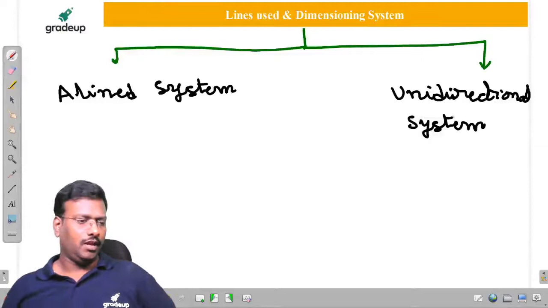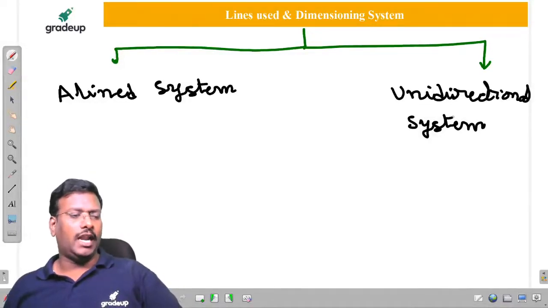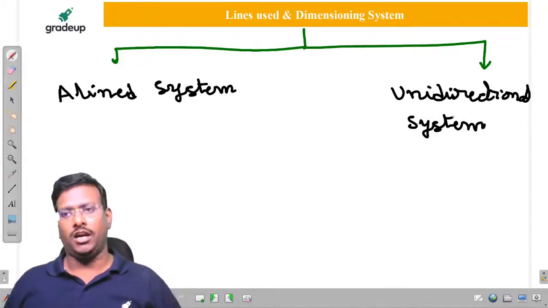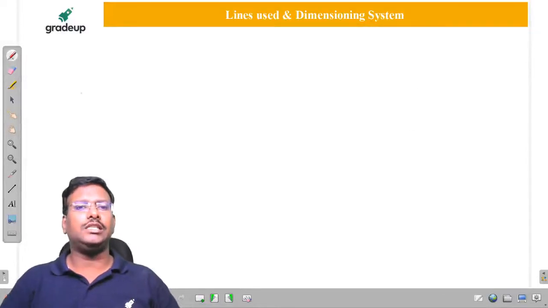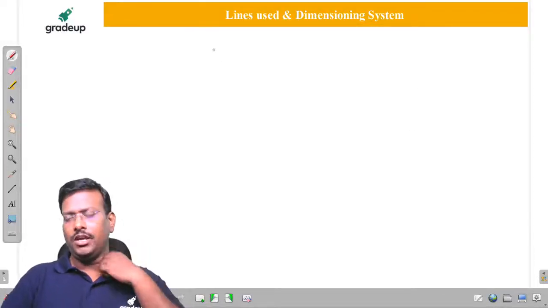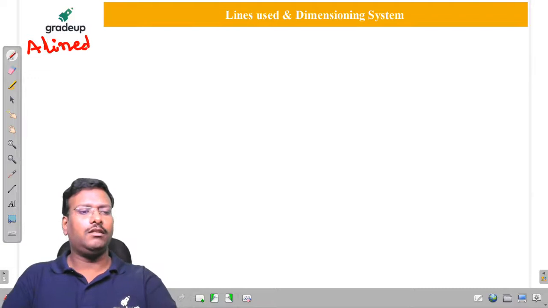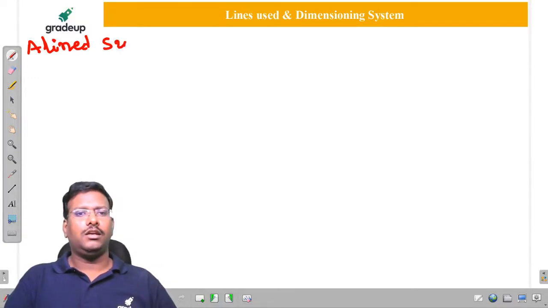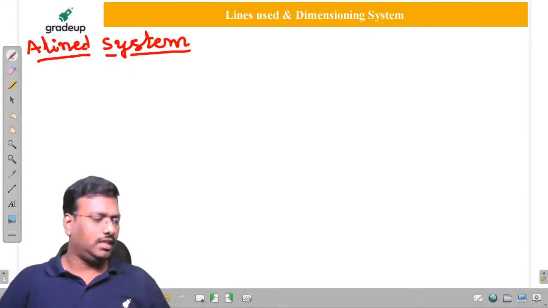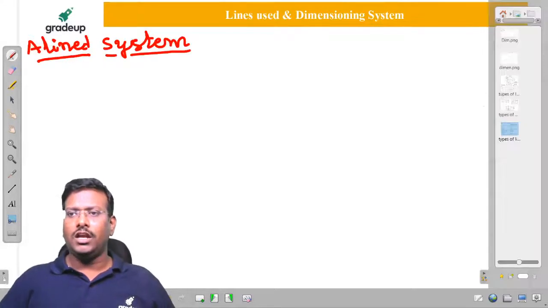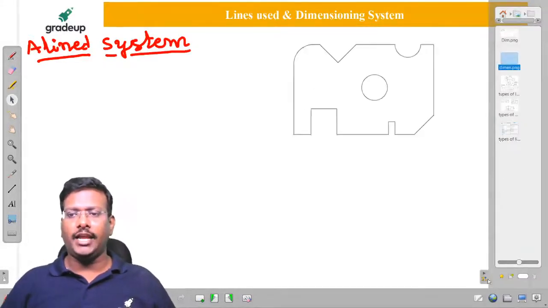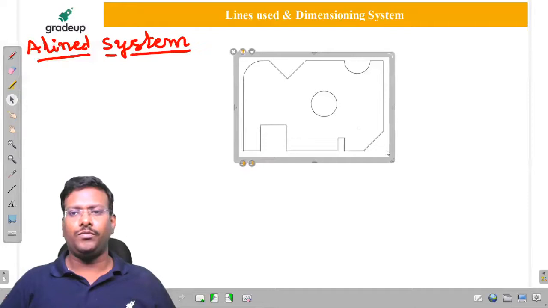Okay, sir. Now, what is meant by aligned system? We'll go in depth of it. First, we will concentrate on aligned system. In order to give the dimensions, how are we going to proceed for the aligned system? So, what is aligned system? How do we have to proceed for this? First of all, I will take one diagram. With that, I can give you total clarity.